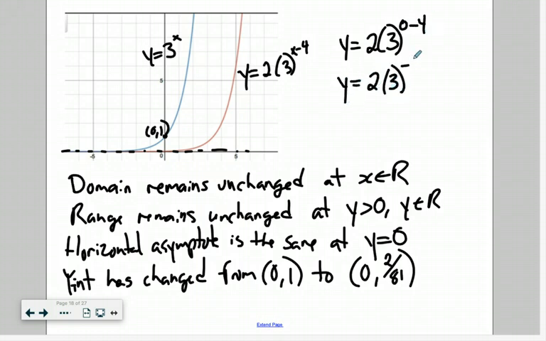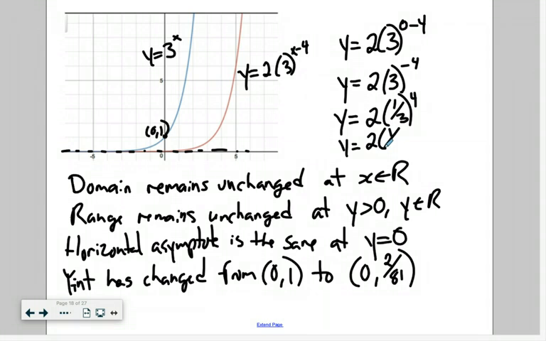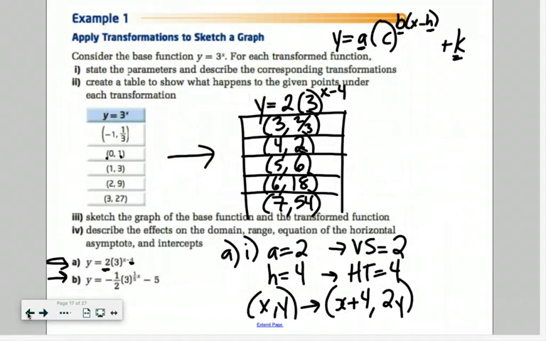So that's 3 to the power of negative 4. Recalling your exponent laws, that's 2 times 1/3 to the power of 4, which is equal to 2 times 1 over 81, which is just 2 over 81. And that's where that 2 over 81 is coming from, just using exponent laws. So again, it does ask you to describe the effects on domain and range, which we have done. I'll let you attempt part B for yourself.